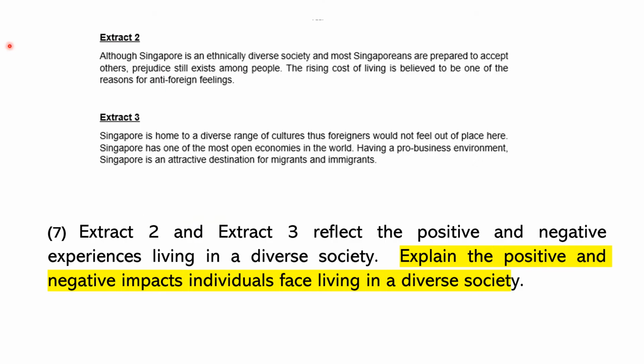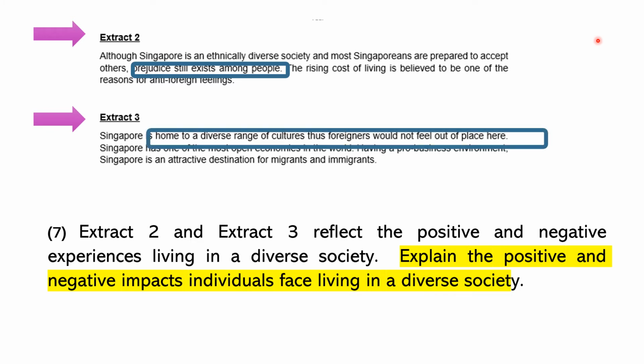All right, so we're going to look at question 7 next. And question 7 talks about positive and negative experiences living in a diverse society. Explain the positive and negative impact when we are living in a society that has so many people. So extract 2 really talks about the negative aspect where prejudice still exists. Extract 3 talks about the very fact that when we have a diverse range of culture, foreigners would not feel out of place. Okay, so it's a positive aspect.